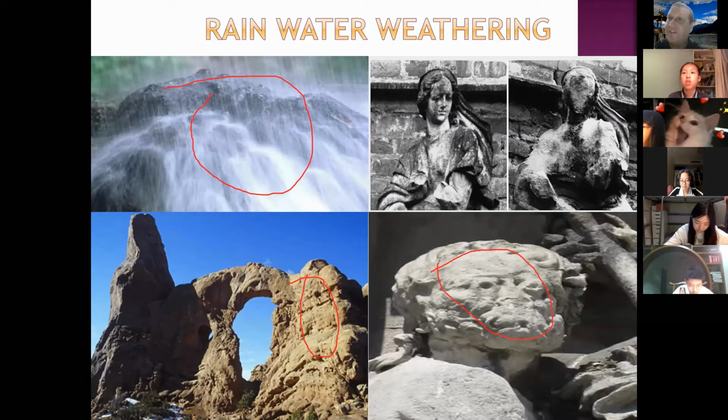That's why, has anybody ever been to a really, really old building and noticed that some artwork on the outside has started to kind of disintegrate away over time? This is due to rainwater weathering.